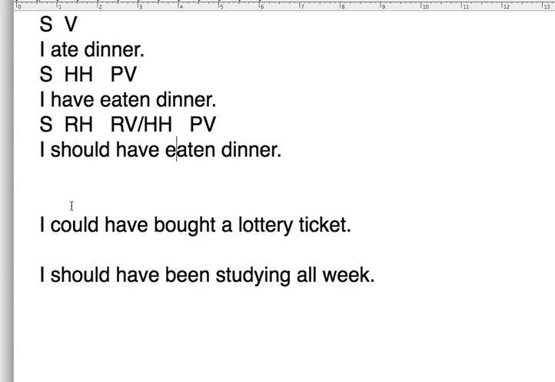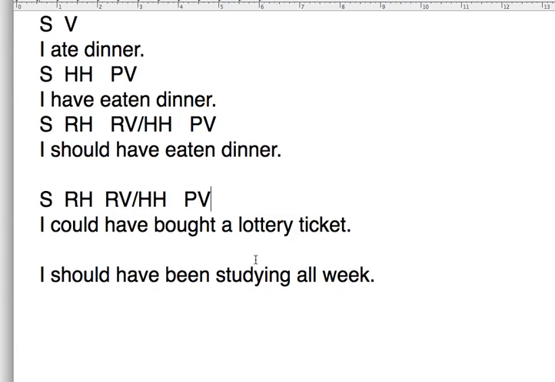I'll give you another one. I could have bought a lottery ticket. Okay, again, that subject is I. Could, we know, is a root helper. That needs a root verb after it. The root verb is have. But have is also going to be an HH, or a have helper, for the pre-started verb bought. Okay, so again, the middle verb does two things at once. It's both the root verb that goes with that root helper, and it's also the have helper that goes with the pre-started verb.